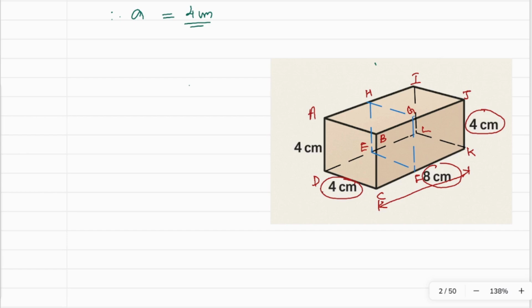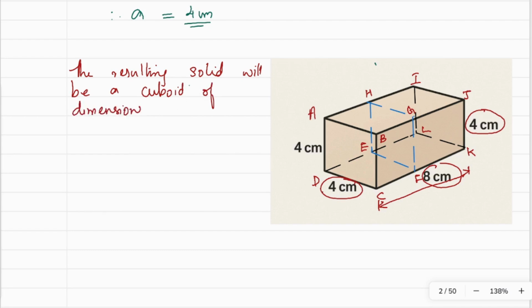Length increases, right? Therefore, we can write the resulting solid will be a cuboid of dimensions 8 centimeter, 4 centimeter, 4 centimeter, right? Now we need to find the value here. What is the surface area of the cuboid? They are asking for the surface area here.